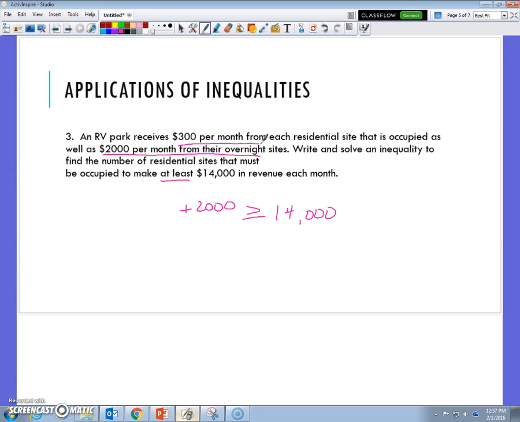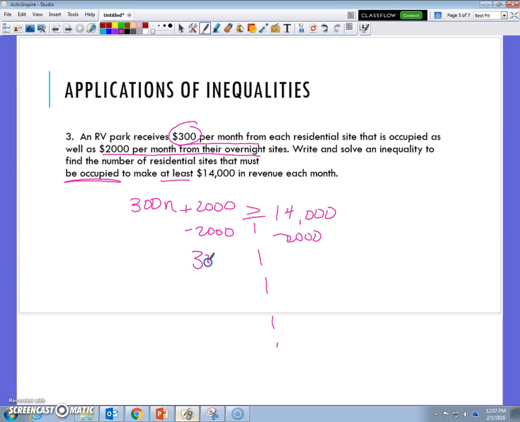So that gave me the tip too that my unknown was how many must be occupied. I knew that my variable is going to have to go with the occupied sites, which I'm receiving $300 per month for. So I'm going to say $300 for every occupied site, N or X or whatever you want to use, plus the $2,000 I'm getting every month just for having the overnight sites has to be more than 14,000 or equal to 14,000. So now I have my inequality set up.